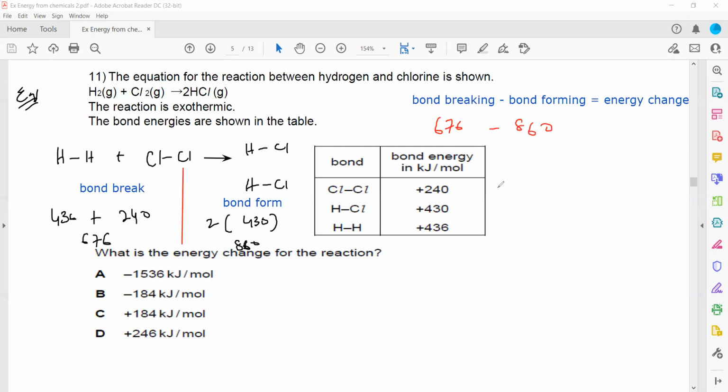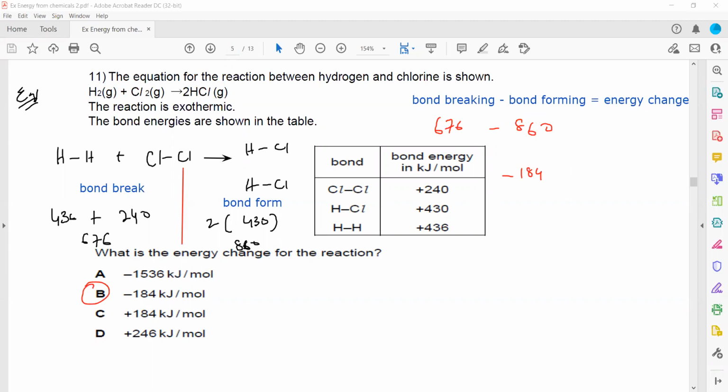So when we subtract this, 676 minus 860, it will give us minus 184. So P will be the right answer.